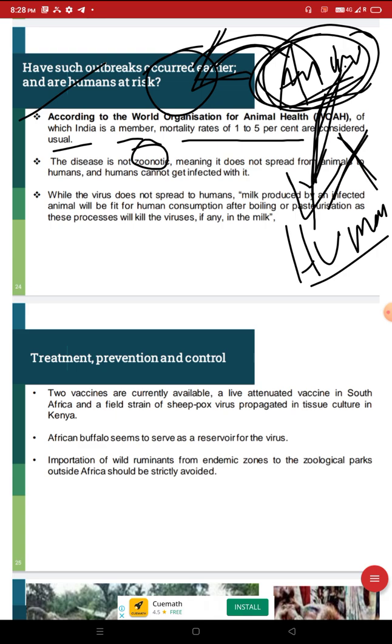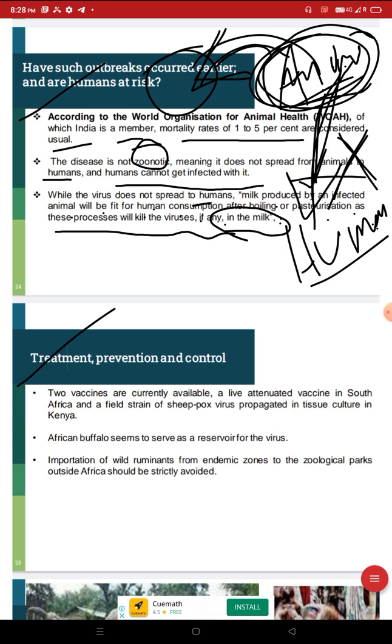The disease does not spread from animal to humans, and humans cannot get infected with it. While the virus does not spread to humans, milk produced by an infected animal will be fit for human consumption after boiling or pasteurization, as these processes will kill the viruses, if any, in the milk.